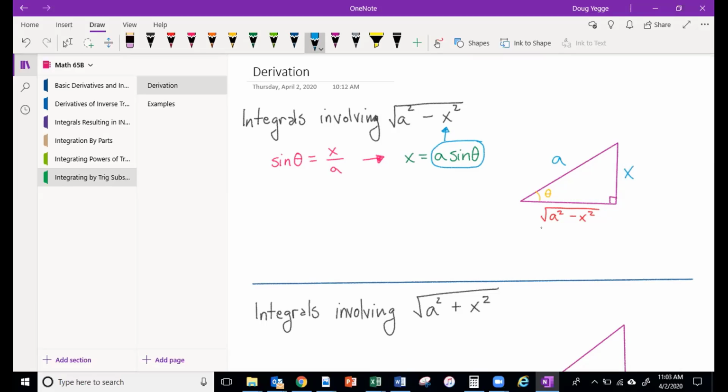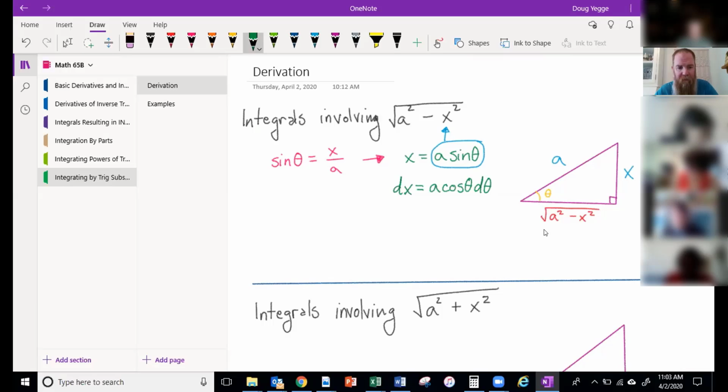Okay? But notice that because we're dealing with integrals, that means we're going to have dx involved as well. So once you have the appropriate substitution you're going to use, you need to come up with your dx as well. In this case, dx is a cosine theta d theta. I just integrate as normal. And notice that each of my dx's would then be able to switch with a cosine theta d theta. So anybody have any questions on this right now? When you see a squared minus x squared, that's what's going to end up happening.